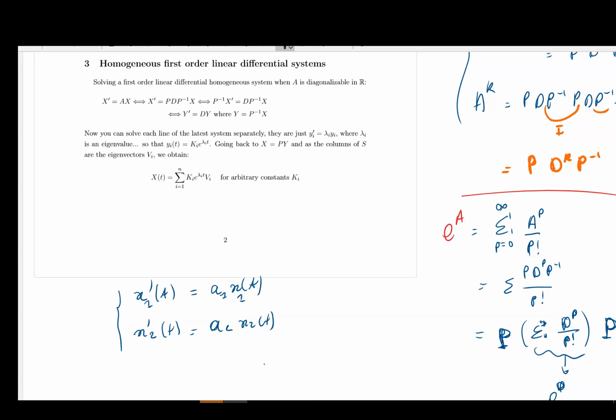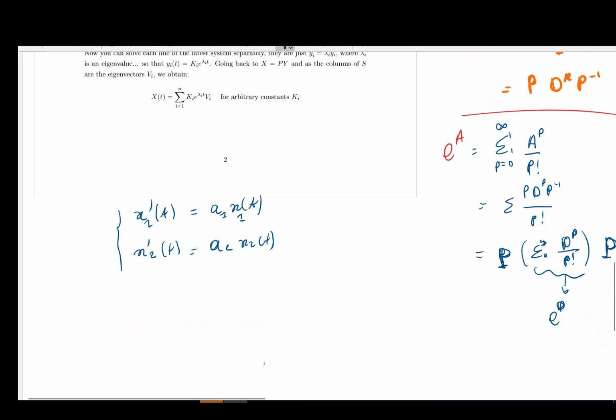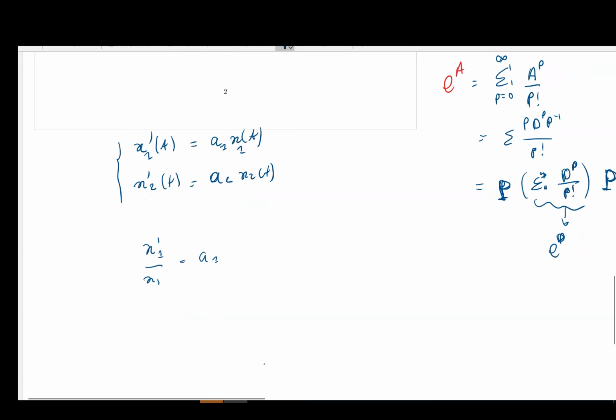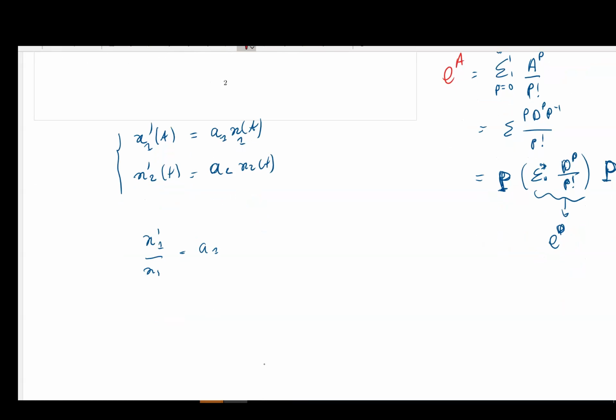Right? If this is what your system looks like, it's very easy to solve because the two equations are actually independent, right? So how would you solve them? You just write x1 prime over x1 is equal to a1, and then you do the usual solving for that.